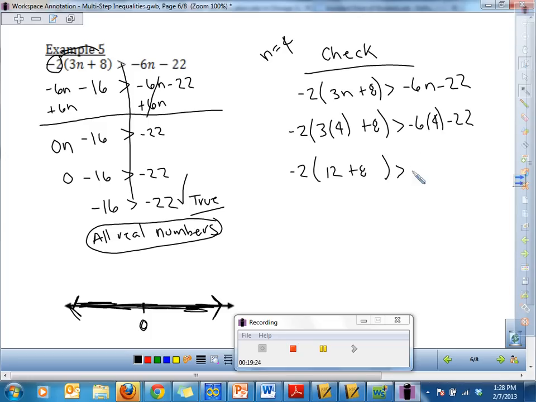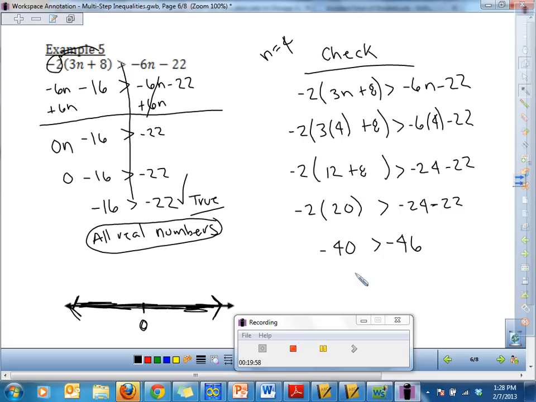And look to the other side. Negative 6 times 4 is a negative 24. Let's keep going. Negative 2 times 12 plus 8, which is 20, is greater than negative 24 minus 22. Let's just bring that down. And now let's simplify both sides. Negative 2 times 20 is negative 40. And negative 24 minus 22 is a negative 46.